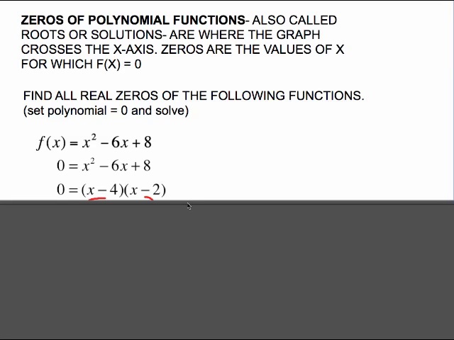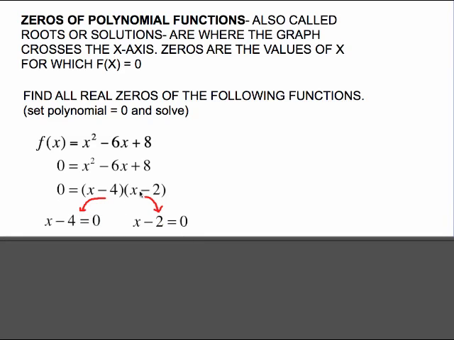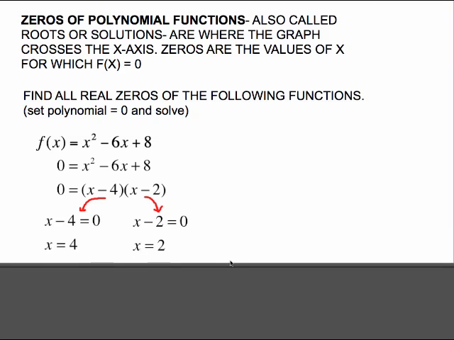Because it's equal to 0, we can use the zero product property and set each piece equal to 0 like I've done here. And then just solve. Add 4 to both sides here, add 2 to both sides here. We get solutions to this equation of x equals 4 and x equals 2, but don't think about them as solutions, think about them as zeros, and think about it this way. They are where the graph crosses the x-axis.